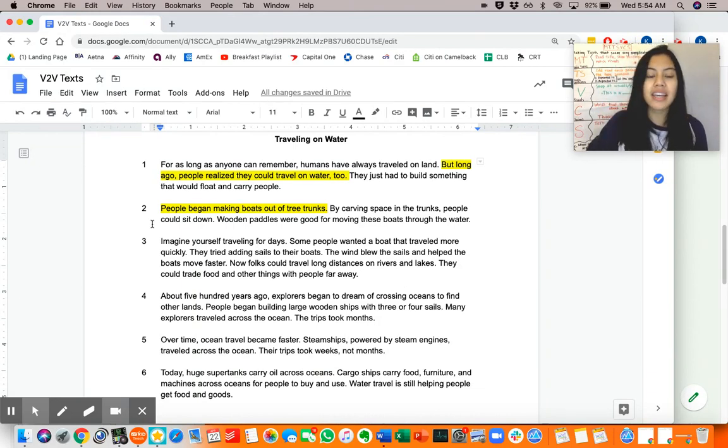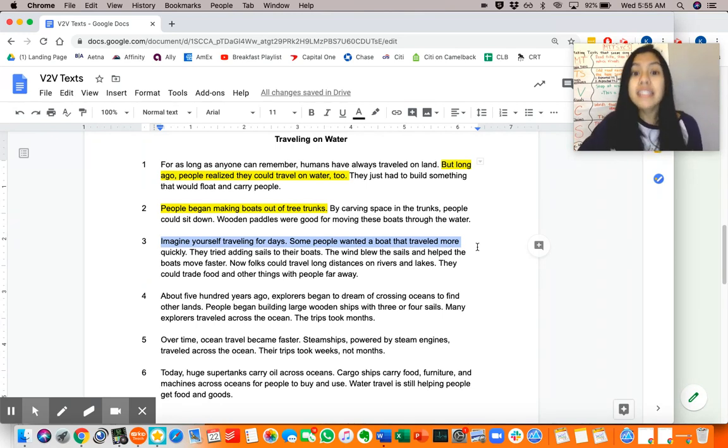Paragraph 3. Imagine yourself traveling for days. Some people wanted a boat that traveled more quickly. They tried adding sails to their boats. The wind blew the sails and helped the boats move faster. Now folks could travel long distances on rivers and lakes. They could trade food and other things with people far away.